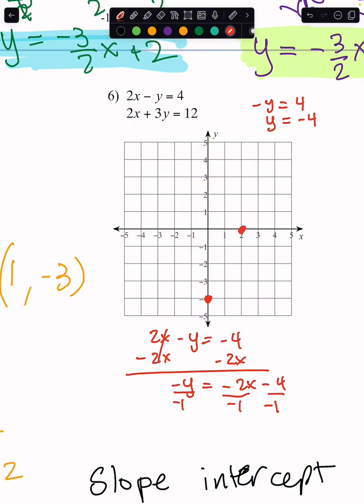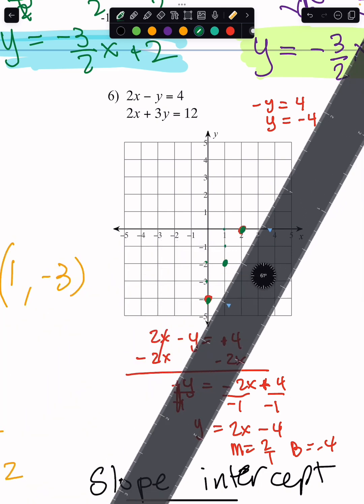So this becomes y is equal to positive 2x. Positive 4 divided by negative 1 is negative 4. So my slope is 2 over 1. My b is negative 4. So that's this dot. Rise 2, run 1, rise 2, run 1. You'll notice it's the same exact line. But if you know the cover method, it goes a lot faster. Okay, so I'm going to go back to red. That is the line.